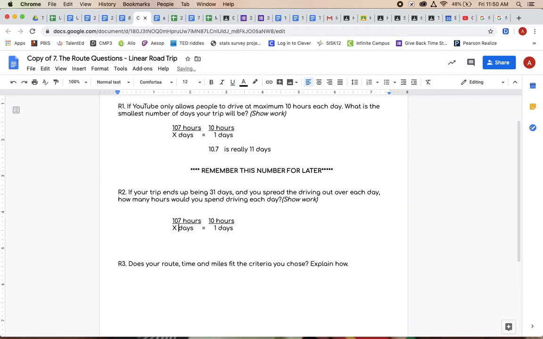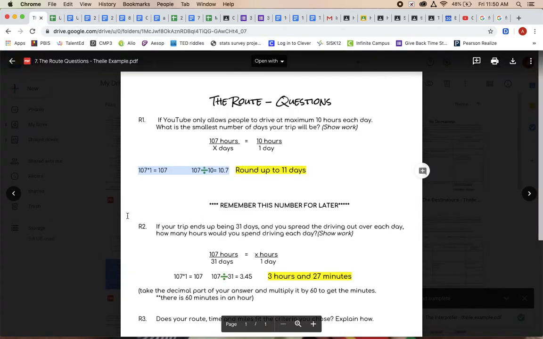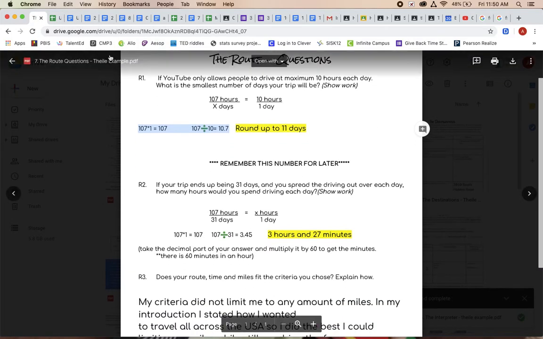So instead of not knowing how many days, I know how many days. I know it's 31 days. What I don't know is how many hours a day I would be driving, right? So every day, how many hours would I drive? So again, I cross multiply, right? 107 times 1, and I divide that by 31, right? And so that is 3.45.